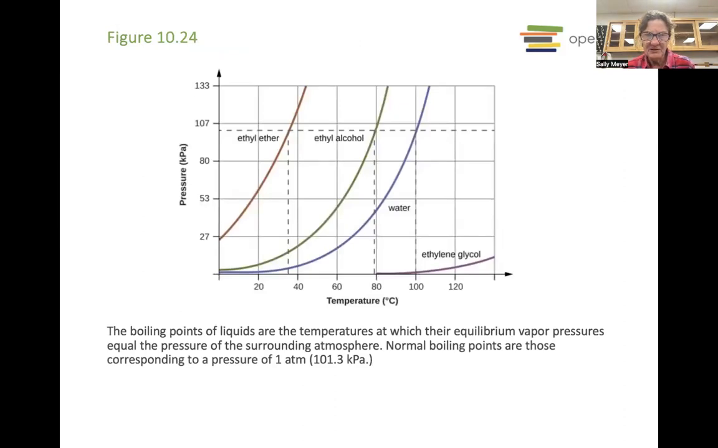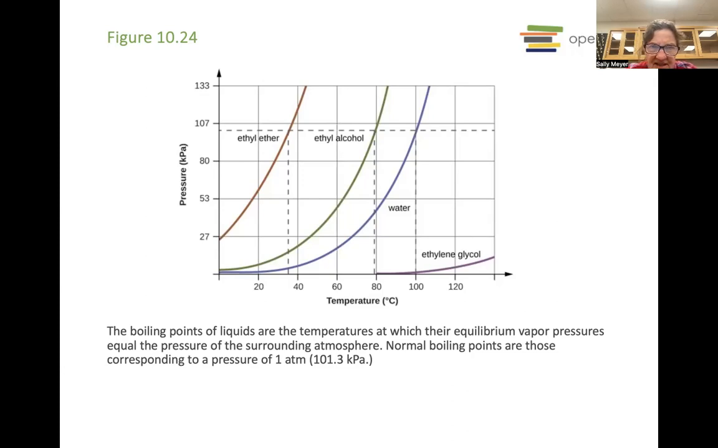This is a graph of boiling points of liquids. And so we can look at these if we compared all their normal boiling points. So the temperature at which they boil when atmospheric pressure is equal to 1 atmosphere. So that's the dotted line. It's about 105 kilopascals. So ethyl ether has the lowest temperature, then ethyl alcohol, then water, then ethylene glycol.